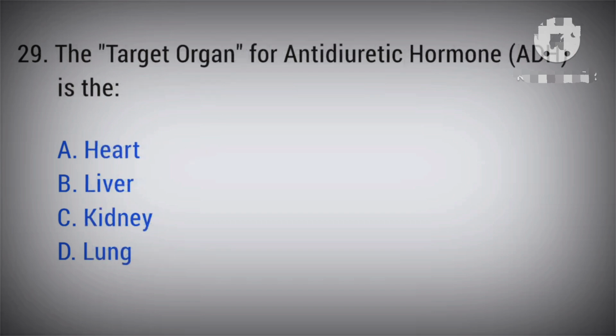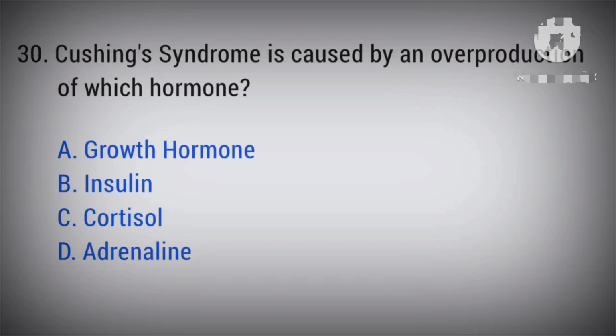Question 29. The target organ for antidiuretic hormone, ADH, is the. The right answer is option C, kidney. Question 30. Cushing's syndrome is caused by an overproduction of which hormone? The right answer is option C, cortisol.